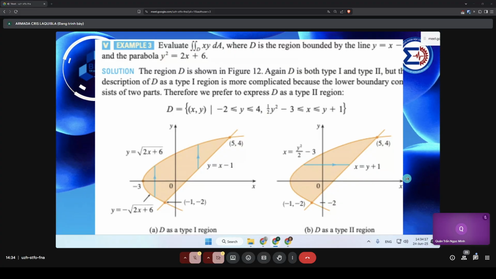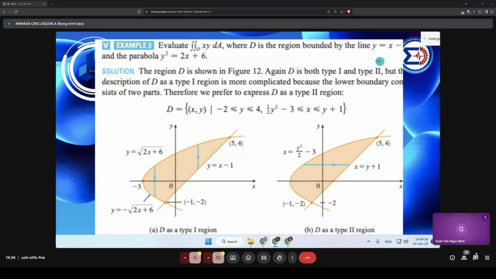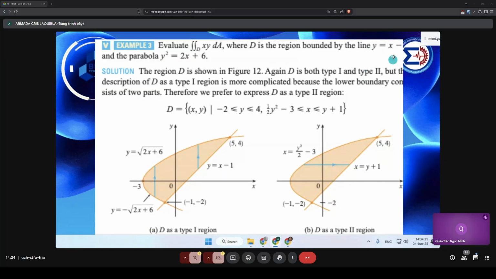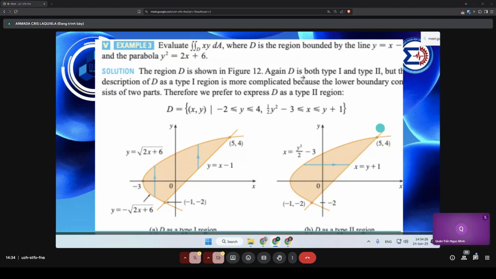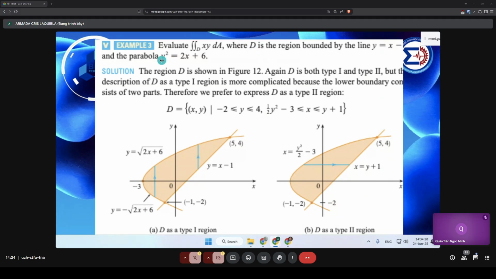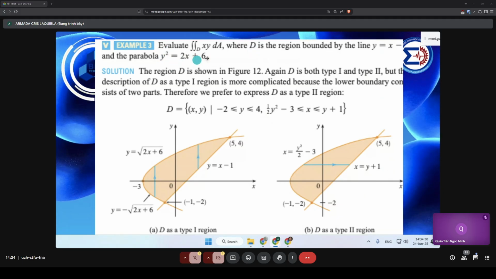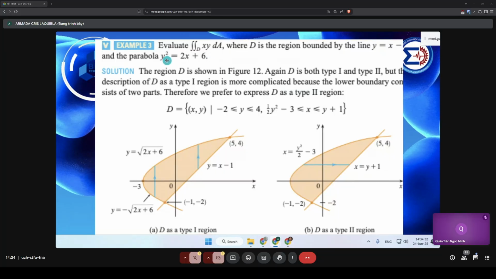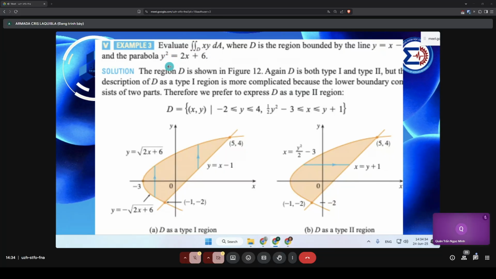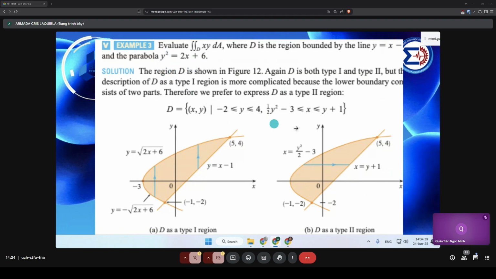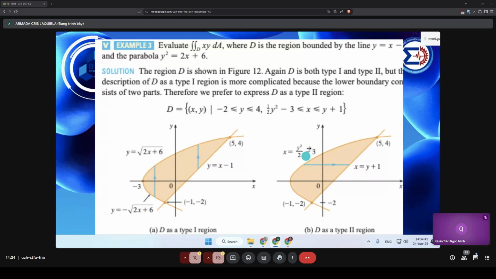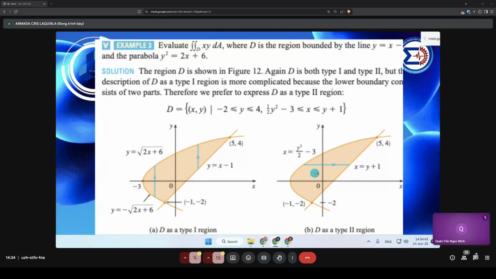So how to solve the x's class? Just solve the x here. You have there y is equal to x minus 1. Transfer the 1 to the other side. It's x is equal to y plus 1. Now here also we have y squared is equal to 2x plus 6. Transfer the 6 first. You have there y squared minus 6. Then divide by 2. You have there y squared over 2 minus 3, which is this one. Correct? Y squared over 2 minus 3.